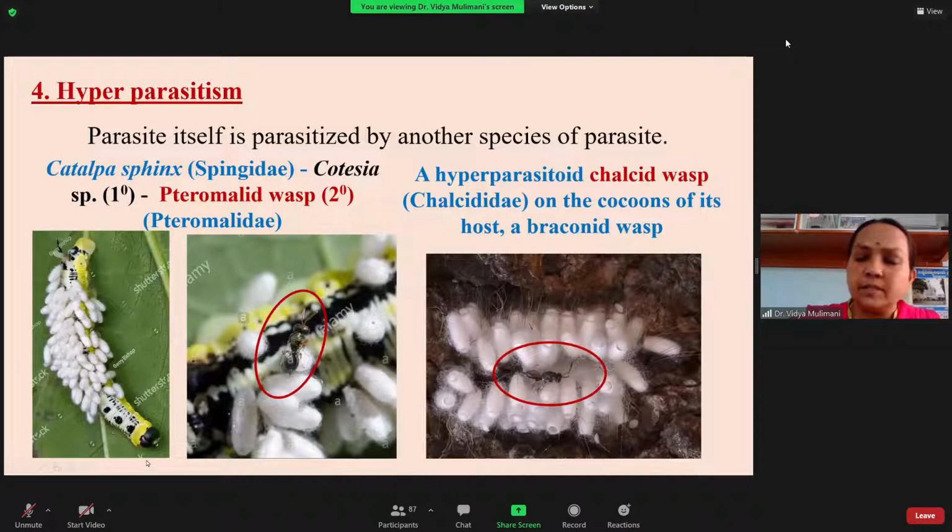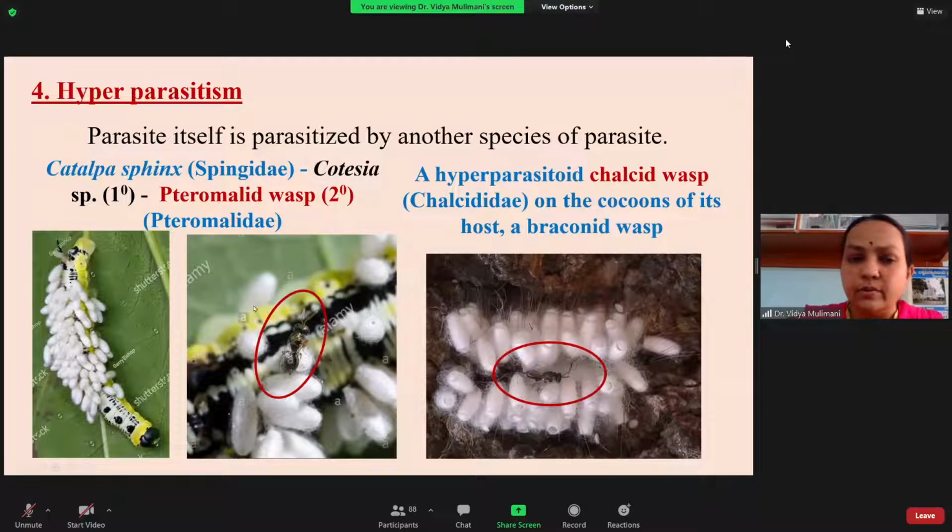So here I'll give you one simple example to remember. You can see the caterpillar here. This caterpillar belongs to the family Sphingidae, the moths you heard about last time. This Sphingidae caterpillar is infected by Cotesia. Cotesia is a braconid, an endoparasite which is gregarious. But here you can see for pupation, as I told you, they come out to pupate. So what happens? The pupal stage of this braconid, Cotesia, will be attacked by another parasite.